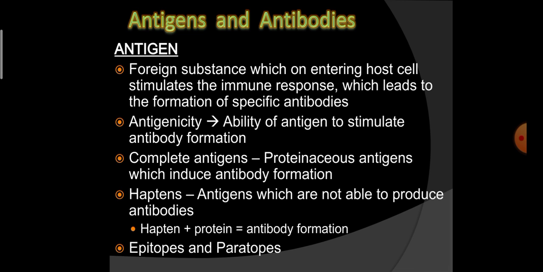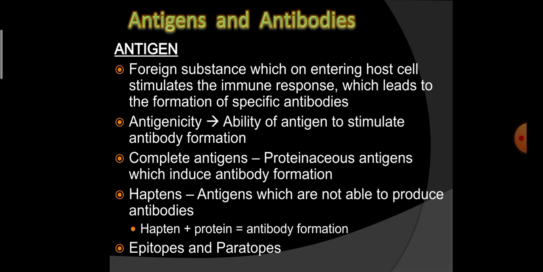Okay, in other words, the antigens which can induce antibody formation are called complete antigens. So what are haptens? Haptens are the antigens which are not able to trigger the production of antibodies. Those are called haptens. If you see the composition, haptens are made of lipids and carbohydrates. They do not have proteins.